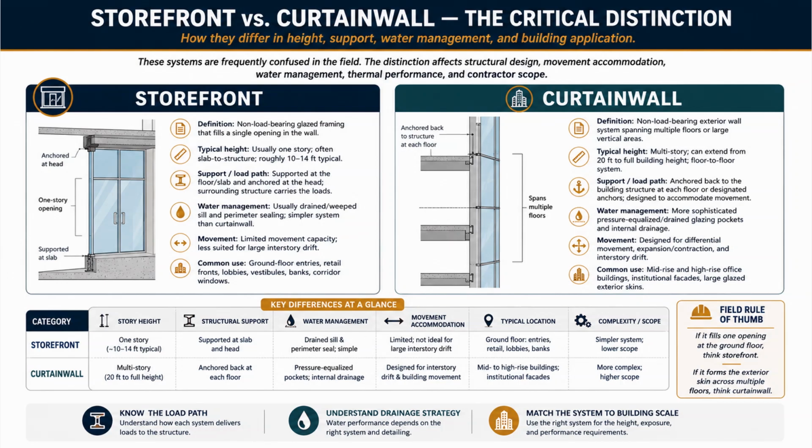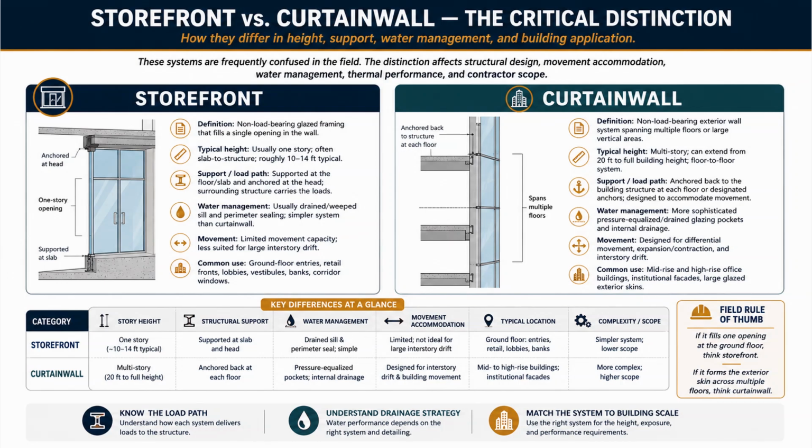That's storefront. A curtain wall is a non-load-bearing exterior wall system spanning multiple floors or large vertical areas. Typical height. Multi-story. It can extend from 20 feet to full building height as a floor-to-floor system. Its support and load path. It's anchored back to the building structure at each floor by designed anchors, and it's engineered to accommodate movement.